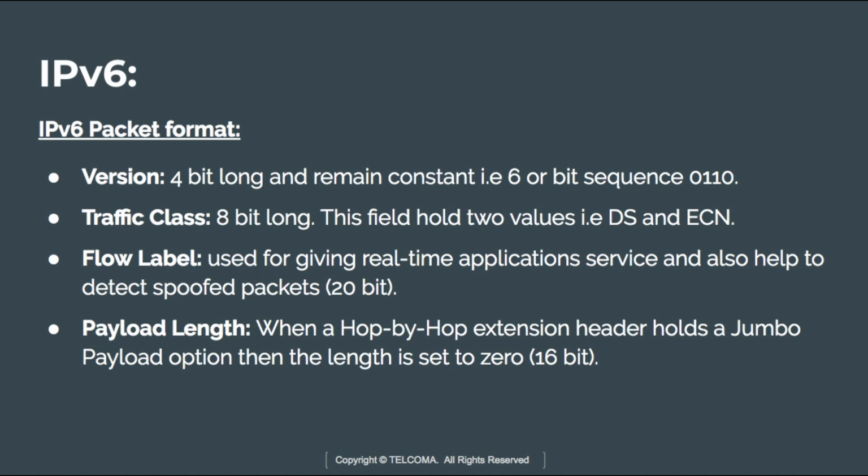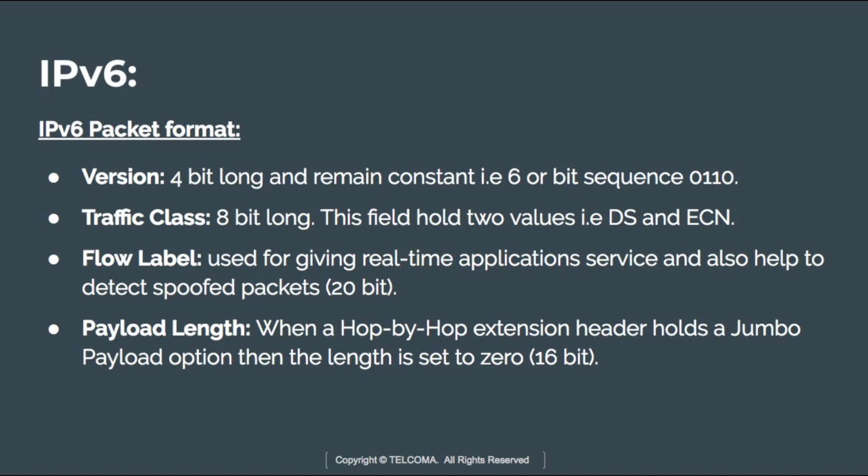So DS classifies packets. If it ends with 0 bit, then it is a standard bit. If it ends with the 1 bit, then it is for local or experimental use. So ECN is representing the 2 parts, that is congestion control traffic or no congestion control traffic. The next part is the flow label. Flow label is used for giving real-time application service and also used to detect the spoofed packet, and it is 20-bit long.